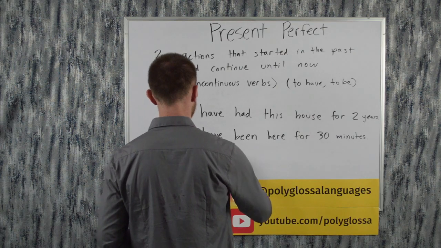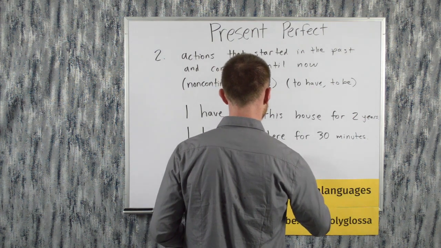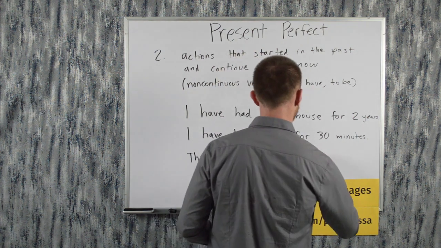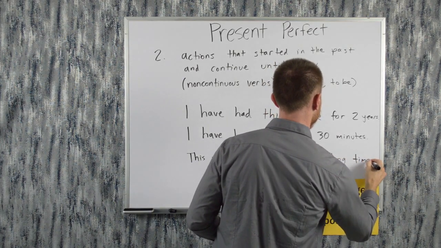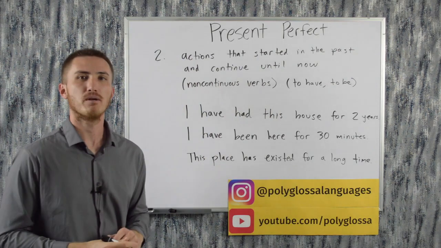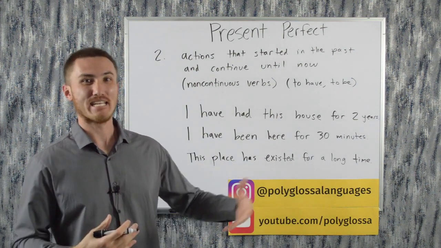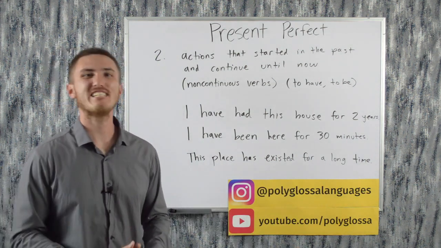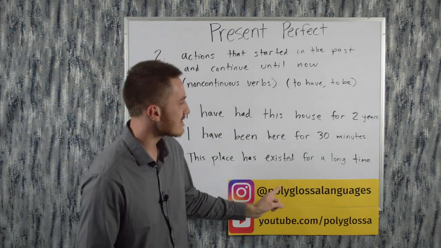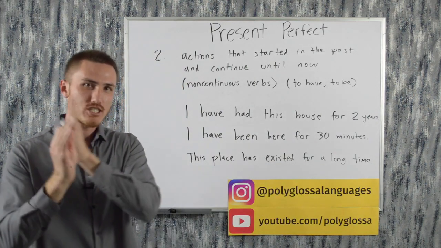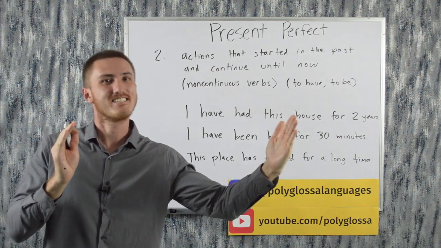This place has existed for a long time. Okay? Here's another example of a non-continuous verb, to exist, right? We don't say it has been existing or it is existing. We just say it exists. So here, I would say this place has existed for a long time. That means it started a long time ago, it started in existence, and it still exists today.